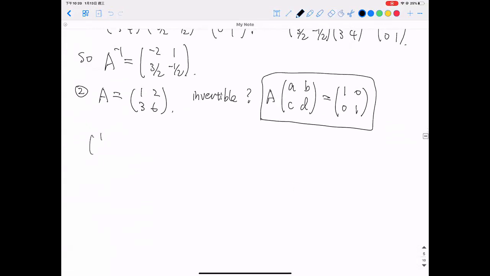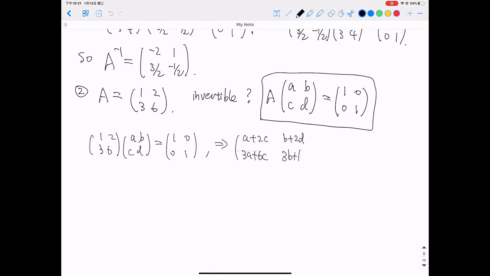Okay, and this equation is [1 2; 3 6] [A B; C D] equaling [1 0; 0 1]. So that's the same as A plus 2C, 3A plus 6C, B plus 2D, 3B plus 6D equaling 1, 0, 0, 1.